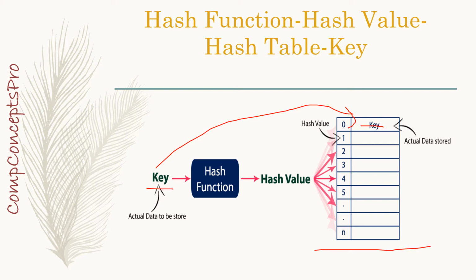Then this key is processed with some kind of hash function to generate the hash value. This is the hash value. Hash values are also known as hash codes or just hash. These hash values are used as indexes of the hash table. So these same hash values are used here as the index values of this hash table.